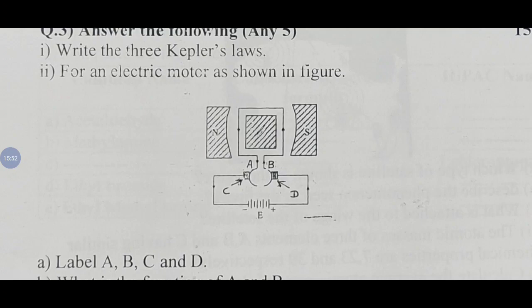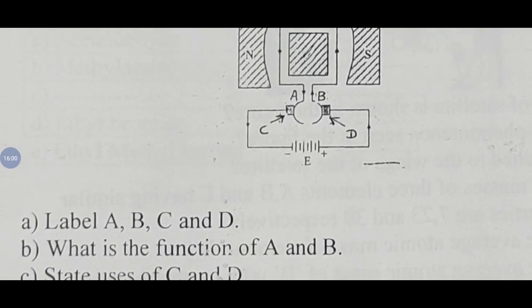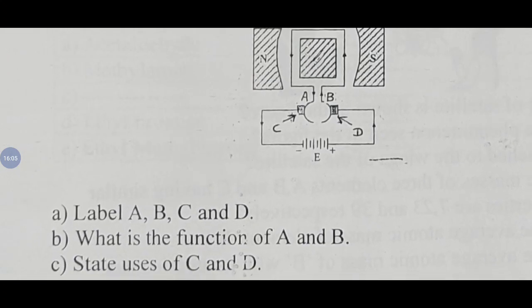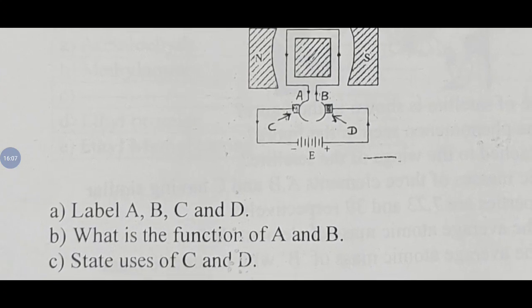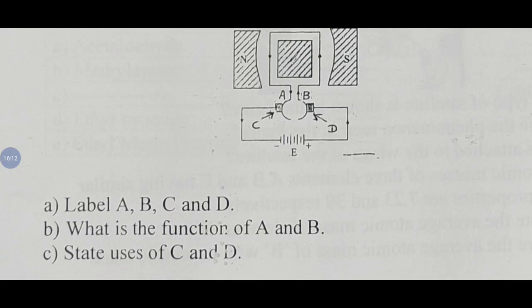Observe the diagram. Now see here, for an electric motor as shown in the figure, observe it and write down the answer. So A, B, C, D. What A and B? I think split ring, and C and D are the carbon brushes. So you are getting 1 mark. See there, what are the marks given? 3 marks question, yes. So you are writing the A and B is the split ring, half mark. C and D carbon brushes, half mark. What is the function of A and B? So write down the function of split rings. State the uses of C and D, means write the uses of carbon brushes.